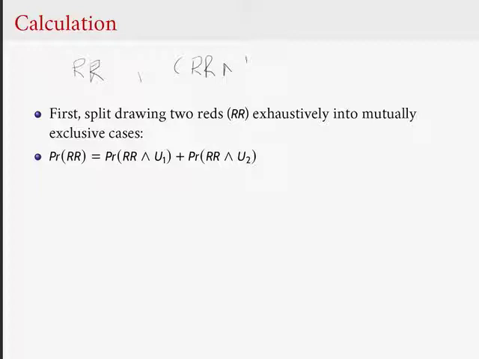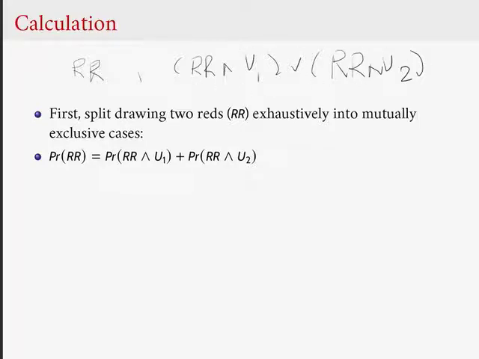Two reds and urn 1, or 2 reds and urn 2. So whether you draw 2 reds is logically equivalent to it either being the case that you draw 2 reds from urn 1 or you draw 2 reds from urn 2. And that's what this disjunction here symbolizes.